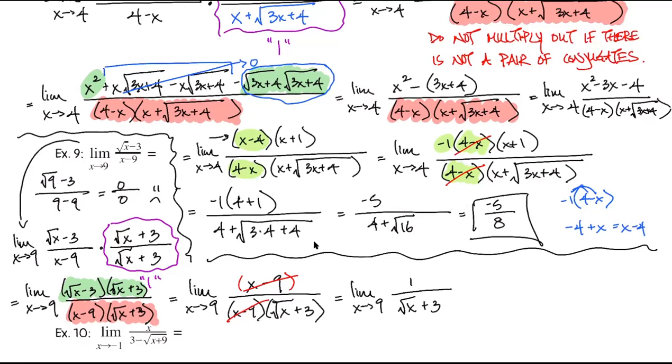Okay, that square root of x is still there. That square root of x plus 3, it's still there, but it is in the bottom of the fraction. So even after you cancel things, it better be in the bottom of your fraction. Now, let's plug in our number again, see what happens. 1 over square root of 9 plus 3, 1 over 6.